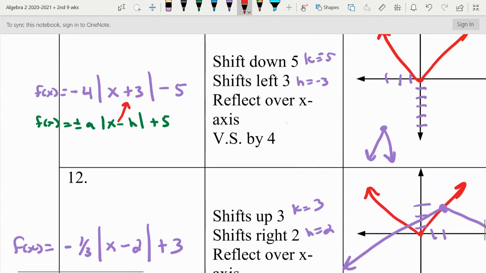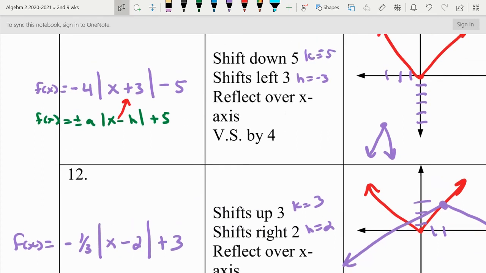So if I put all the values into the function, so we have our negative, our a is a 4, x minus, but the h here is going to be a negative 3, right? And then plus k. Sorry, I put minus 5 here. It's supposed to be plus k. Okay, because our negative 5 is our k there.